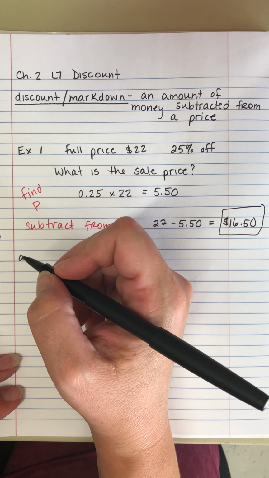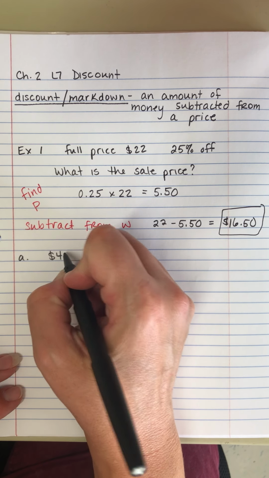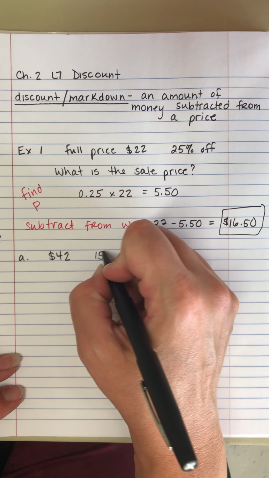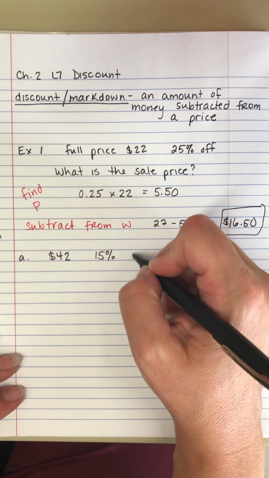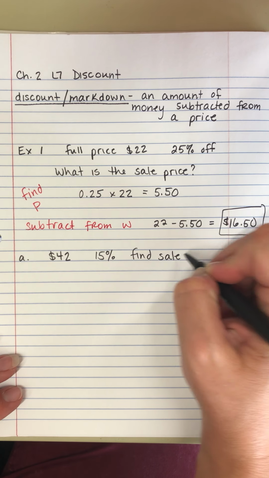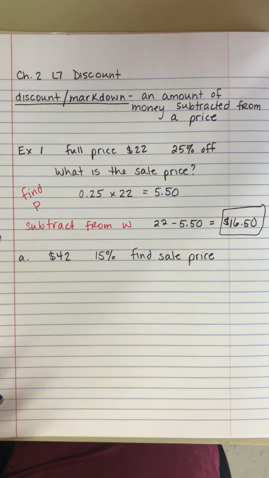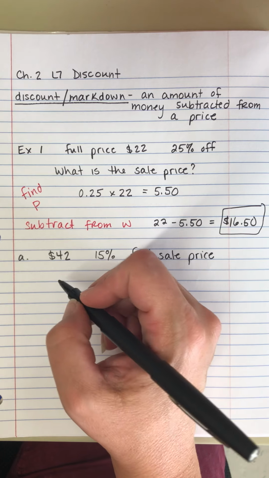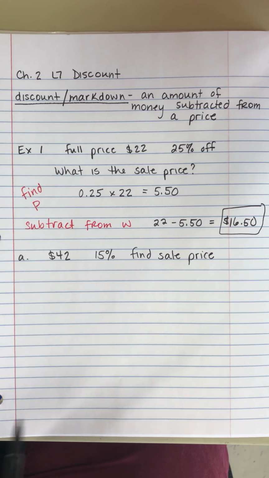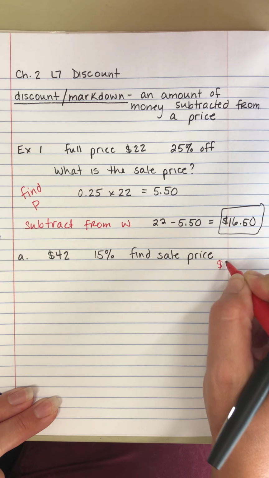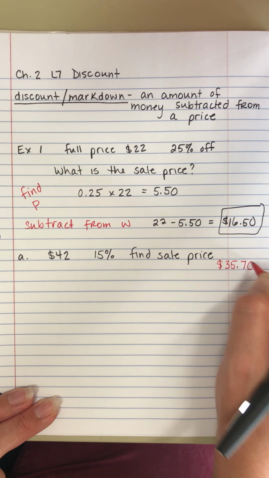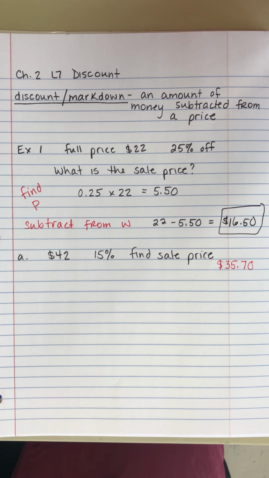All right, A, you've got a $42 shirt that is 15% off, and we are finding the sale price. Give you a minute, see if you can figure it out. Pause the video, come back for an answer. Okay, the answer to A is $35.70. If you did not get that correct, okay, I want you to circle it and ask about it tomorrow.